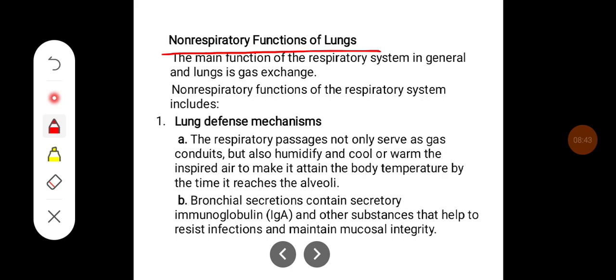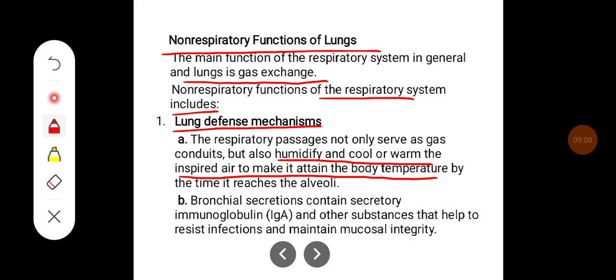Some of the non-respiratory functions of the lung: the main function of the respiratory system is, in general, gas exchange. Some of the non-respiratory functions of the respiratory system include the lung defense mechanism. The respiratory passages not only serve as gas conduits but also humidify and cool or warm the inspired air to make it attain body temperature by the time it reaches the alveoli.